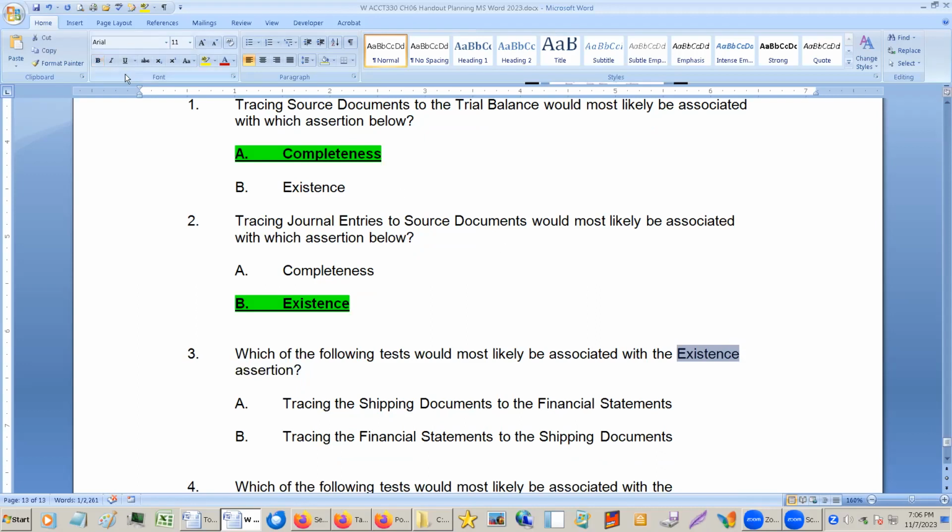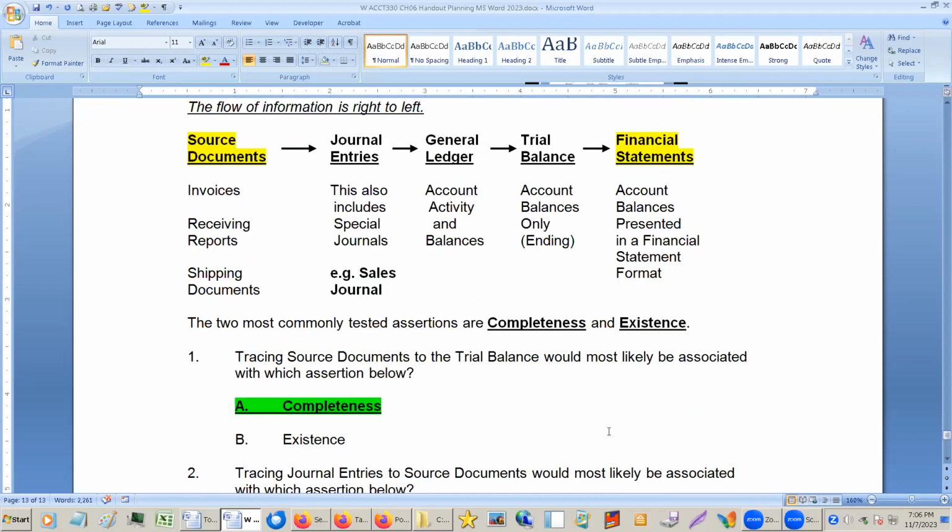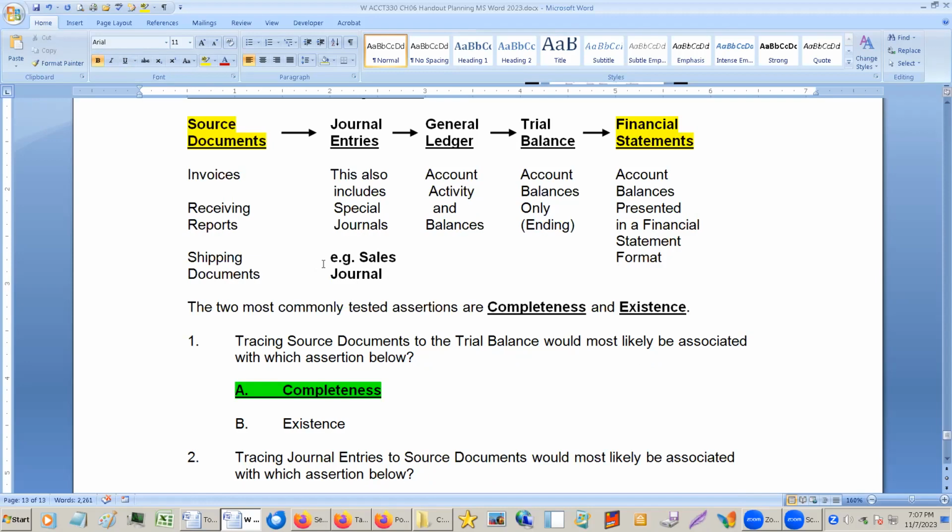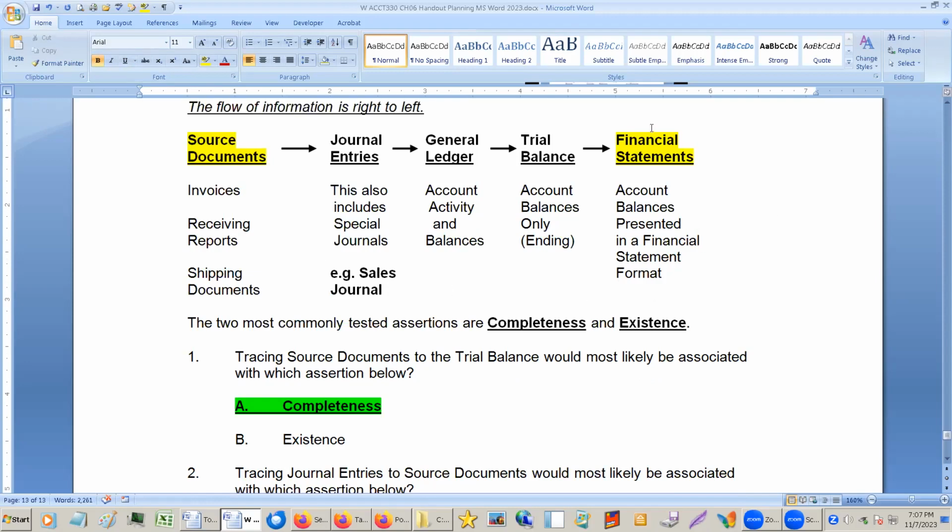Which of the following would most likely be, oh, wait, this is a different one. For existence, we want to make sure that these exist. So which way would we go? Would we be going from shipping documents to the financial statements or financial statements to the shipping documents if we're testing for existence? So we find something in the financial statements, it's there, and we want to make sure that it exists. Whatever they have. Does this sale exist or does this inventory exist or whatever?